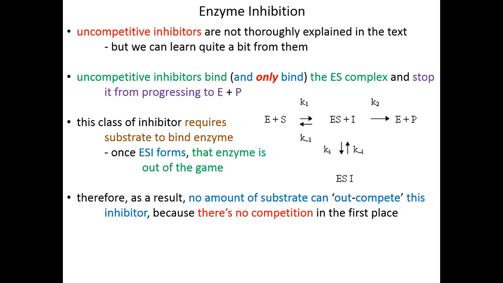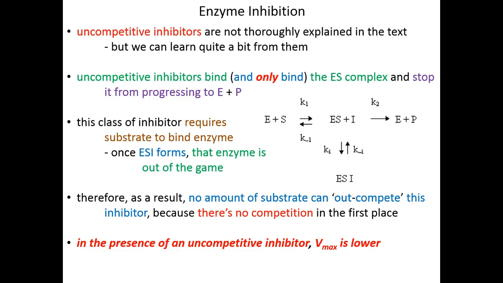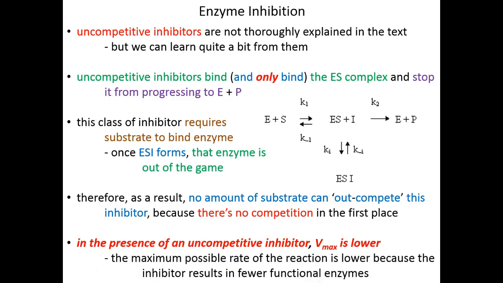Therefore, since this enzyme is out of the game and unrecyclable, there is no amount of substrate possible we can add that can outcompete this inhibitor, because there's no competition for substrate binding in the first place. In fact, substrate binding to enzyme feeds the inhibitor, and so adding more substrate cannot help us get out of this inhibition rut. Therefore, in the presence of an uncompetitive inhibitor, Vmax is functionally lower. We cannot achieve the same maximal velocity in the presence of an uncompetitive inhibitor that we can achieve in its absence. The maximal rate of the reaction is lower, period, because the inhibitor results in fewer functional enzymes being present.